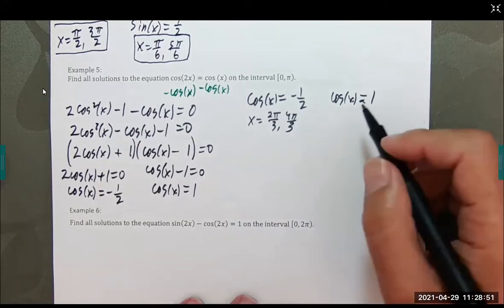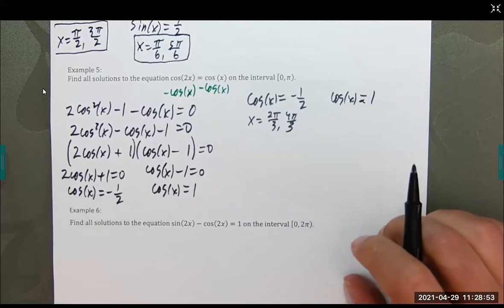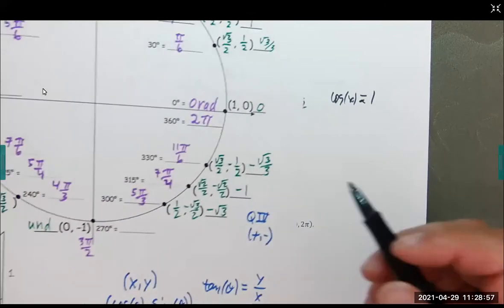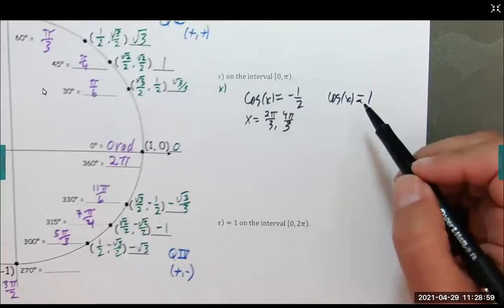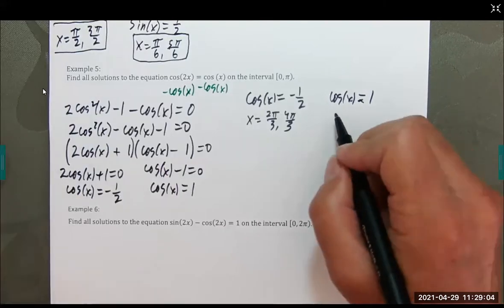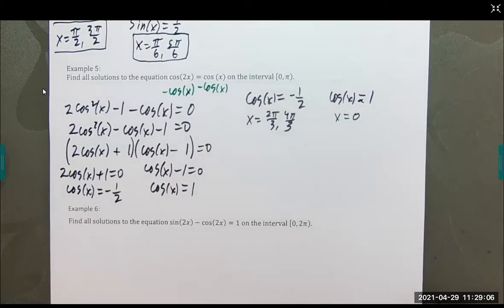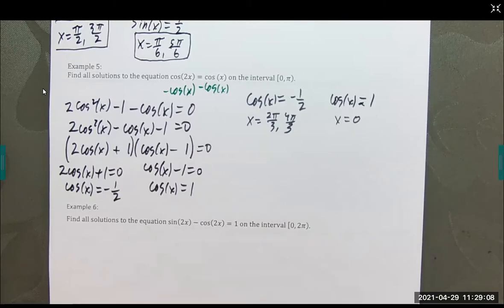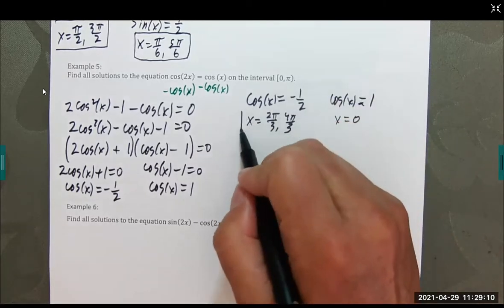All right, and cosine is equal to 1. When is the x coordinate equal to a positive 1? That is at 0. All right, so here are our solutions. There are 3 in this case.